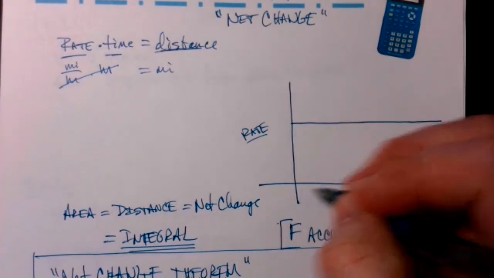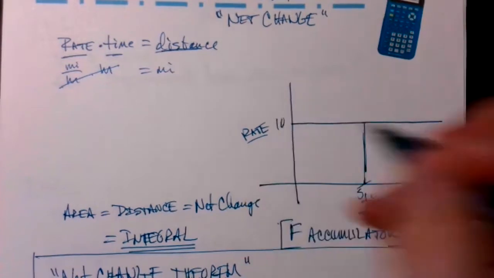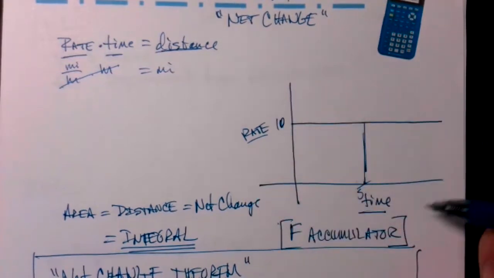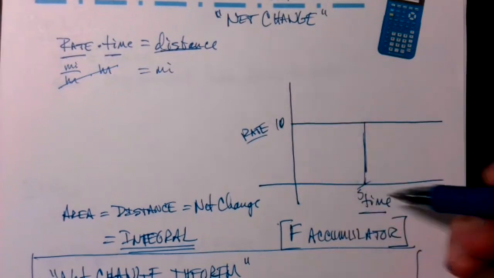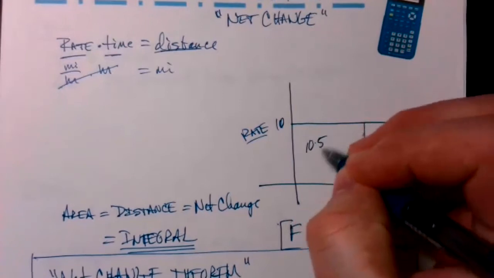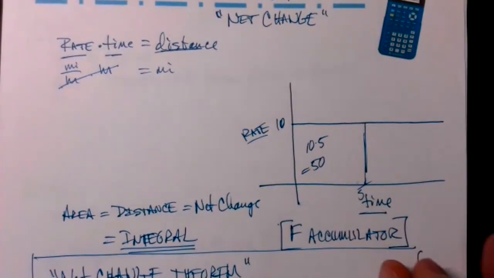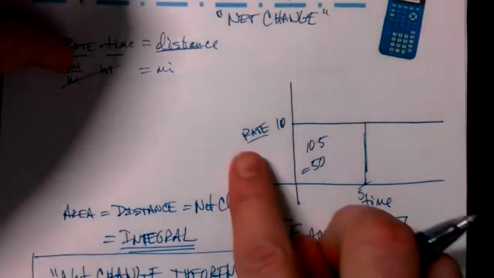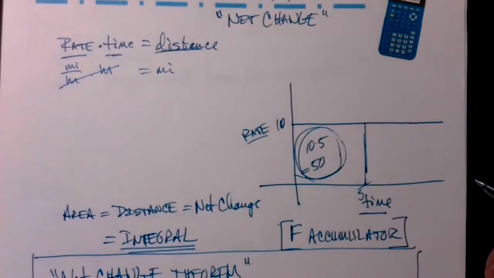So if I was going to talk about the first 5 minutes, and we're going at 10 miles per minute, that'd be really fast. Maybe we're in an airplane. So we'd go 50 miles, because it's just literally 10 times 5 is 50. So the idea that area is that distance, that rate times time, that's the concept we want to talk about.